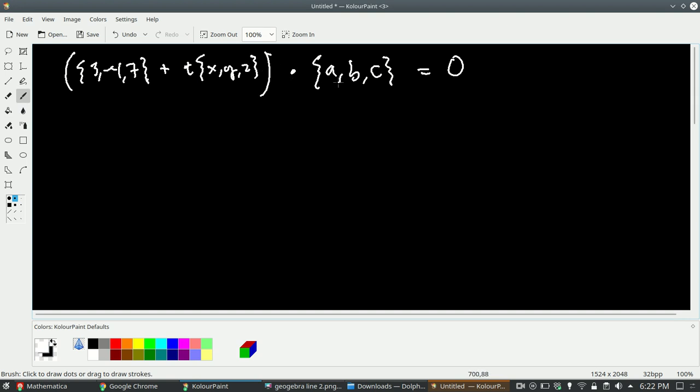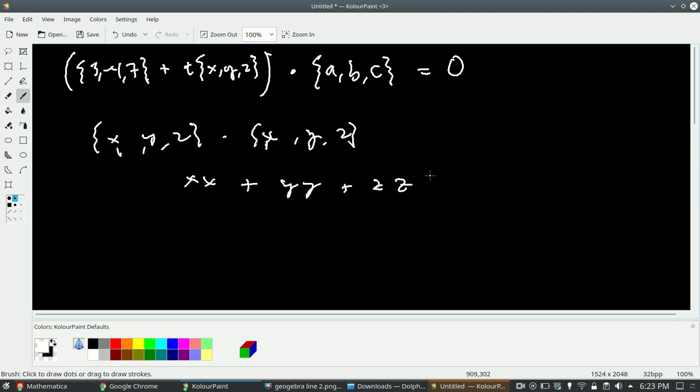Now it shouldn't matter what the a, b, and c is. So I'm just going to let a, b, and c be whatever they want to be. And let me show you why. So when you do the dot product, right, if you have x, y, z dot x, y, z, right, then the dot product is x times x, plus y times y, plus z times z, right? And we're saying that this is supposed to equal 0, right?